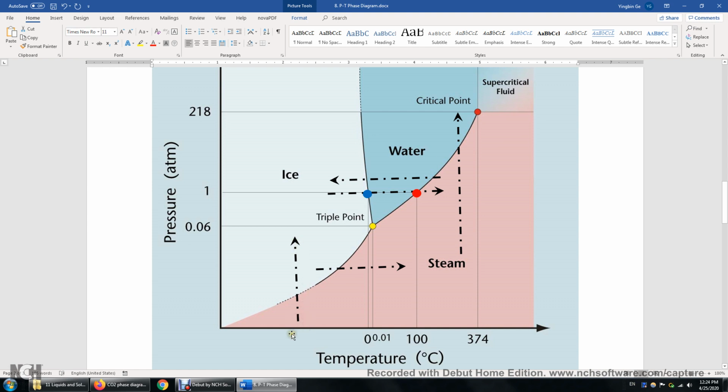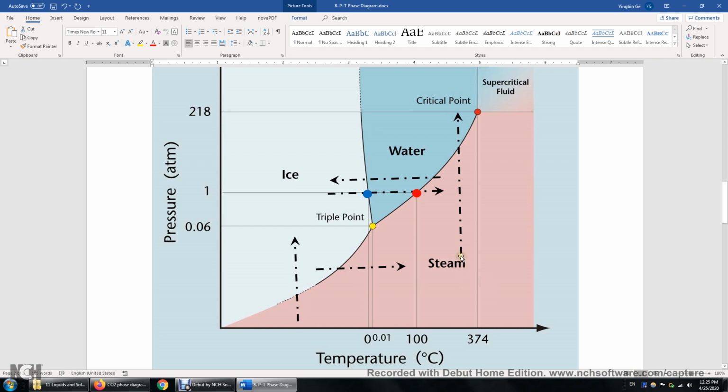So at this low temperature and low pressure here, we have water in the gas phase. It's water vapor. And then we gradually increase its pressure. The water vapor turns into ice. It's called deposition or desublimation.